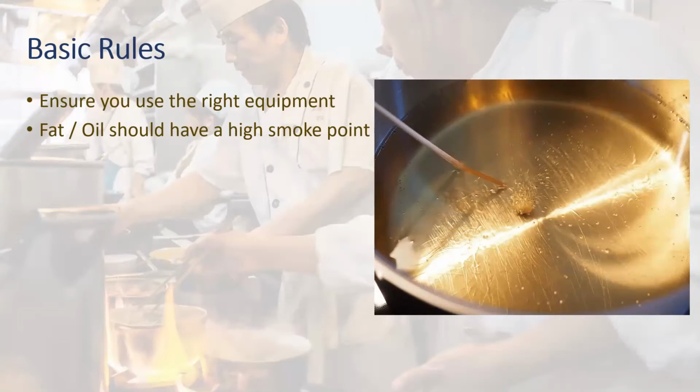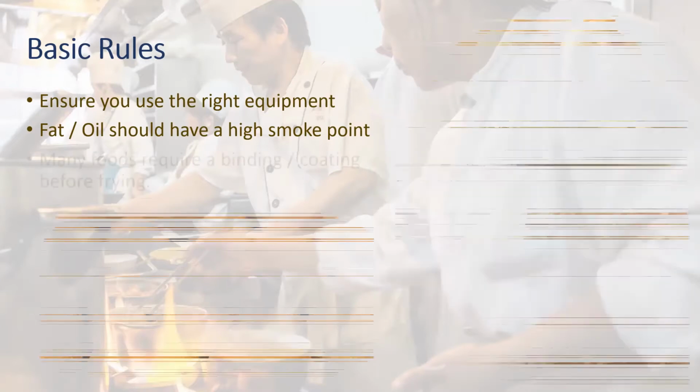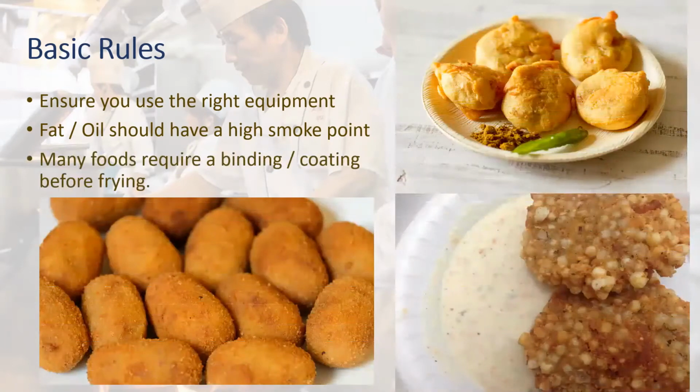Many people put a small piece of food into the oil to check whether the oil has reached its right temperature or not. Many foods require binding or coating before you fry. For example, I've given over here a batata vada. Now, batata vada, the potato mixture cannot be directly put into oil. It has to be coated with a batter to prevent disintegration of the ingredients that are there inside. Whereas the photo on the right down, that is the sabudana vada, the entire thing is bound together using potato.